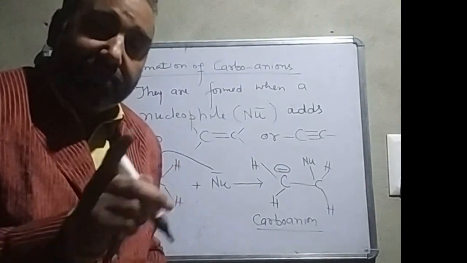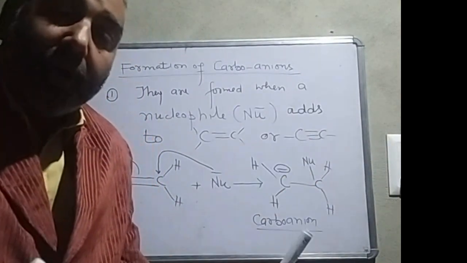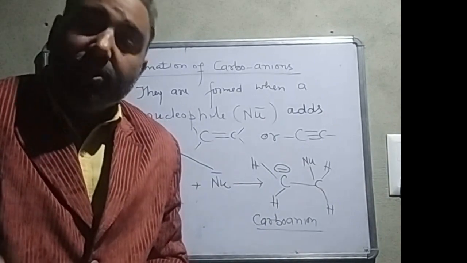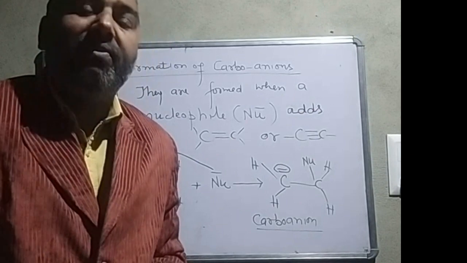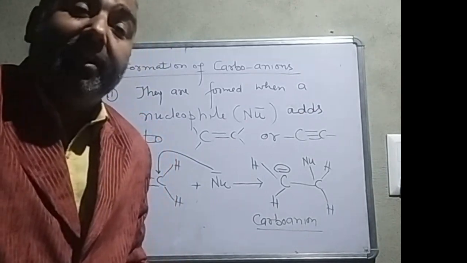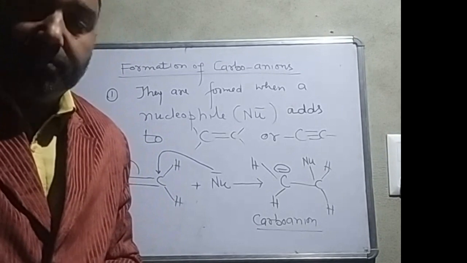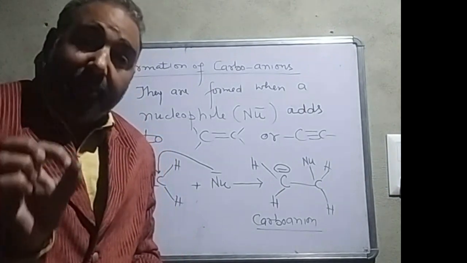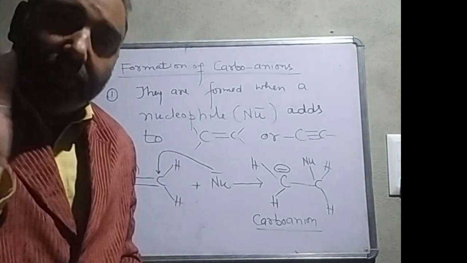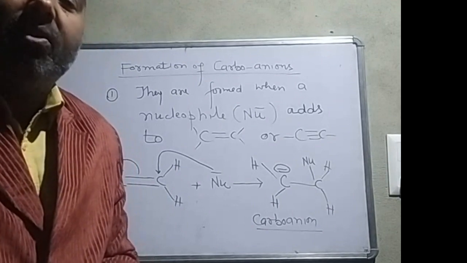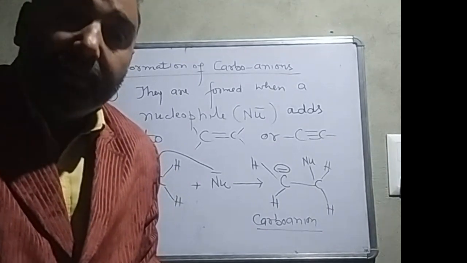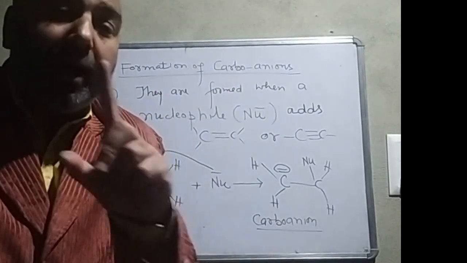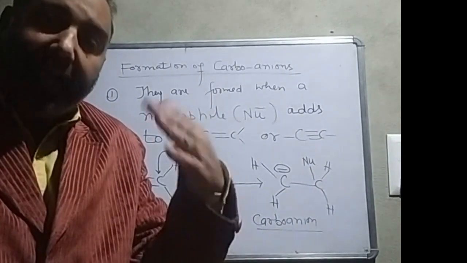And last point of this video is, when pi bond shifts in presence of reagent, nucleophile or electrophile, that effect is called electromeric effect. Shifting of pi bond only in presence of reagent, electrophile or nucleophile, that effect is called electromeric effect. And electromeric effect is a temporary effect. It is not permanent like mesomeric effect or inductive effect.